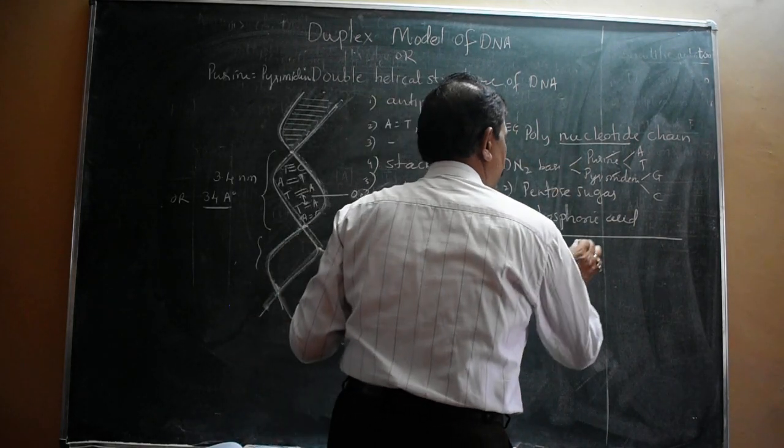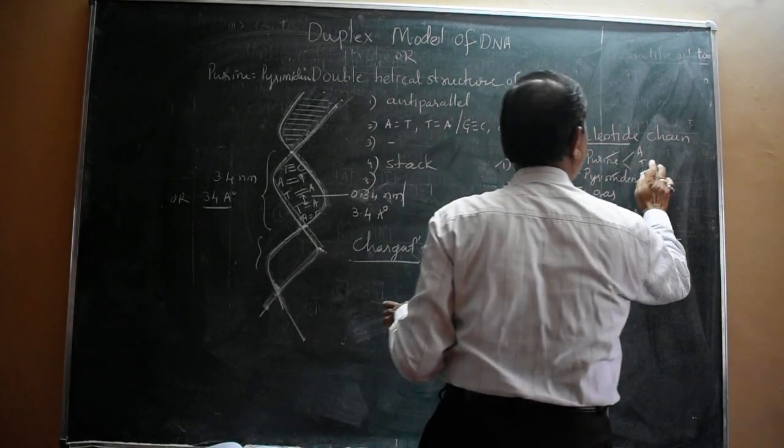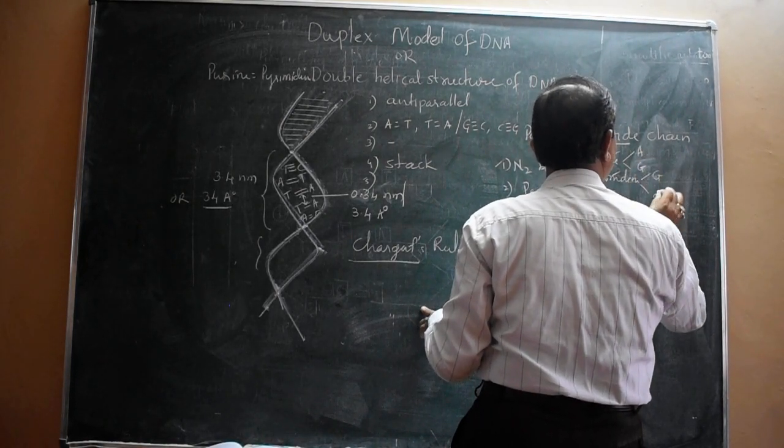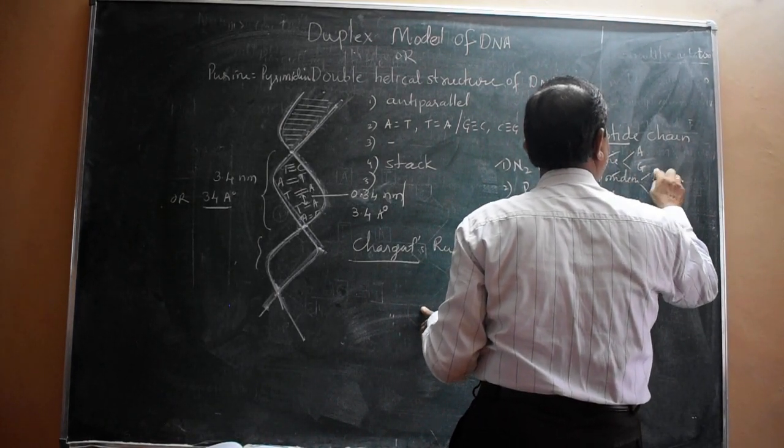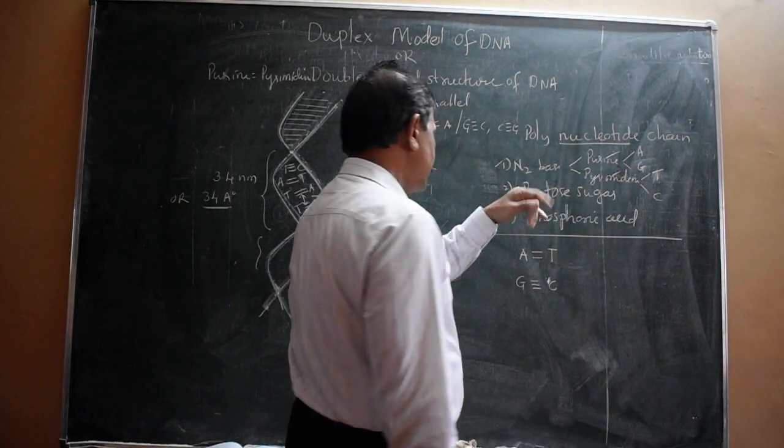So adenine, here I have written wrong. Adenine and guanine are purines, and the pyrimidines are thymine and cytosine. It was written wrong.